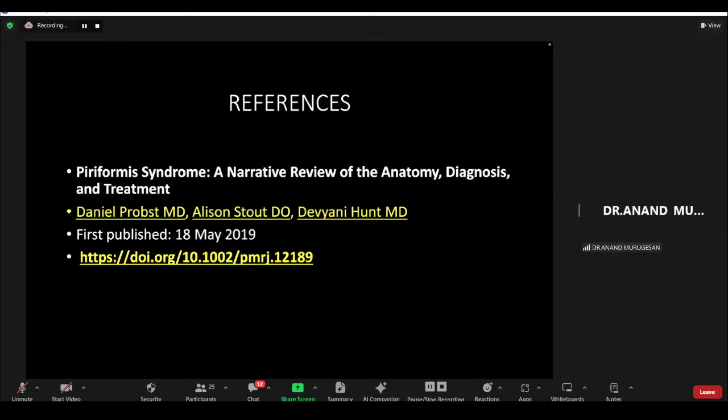And one more study in the Physical Medicine and Rehabilitation journal by Daniel Probst, which he has clearly explained. It's again a review article about the anatomy, diagnosis, and treatment. It's very exhaustive about the differential diagnosis of the deep gluteal structures, and it's not just the pudendal nerve entrapments. It's been explained in detail about the entrapment of even the sciatic nerve at the deep gluteal region. So it's again an article extensively studying piriformis syndrome and focusing more on the differential diagnosis, rather than evaluating gluteal pain only in terms of sciatica.